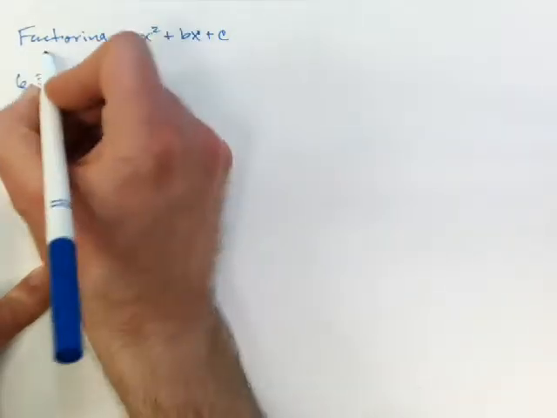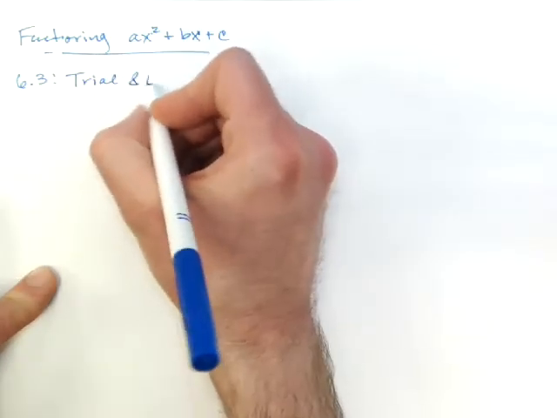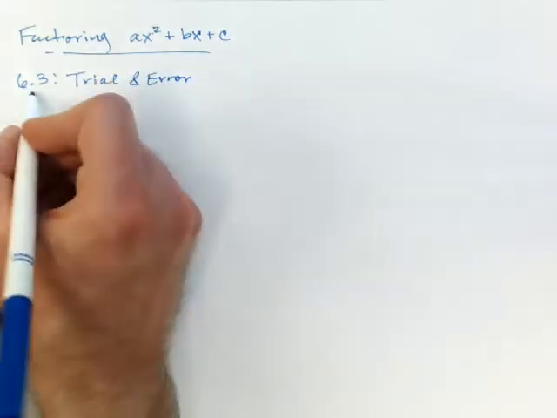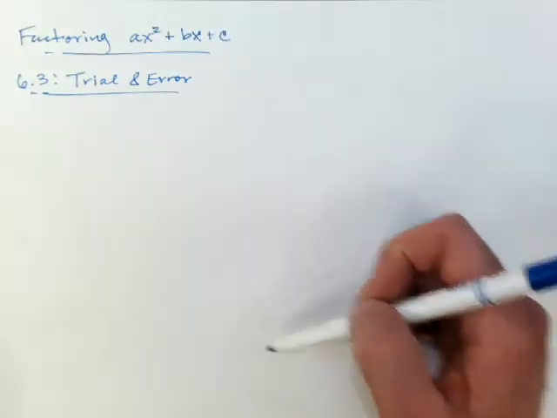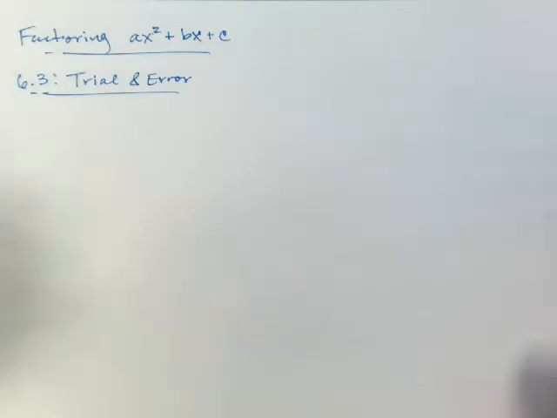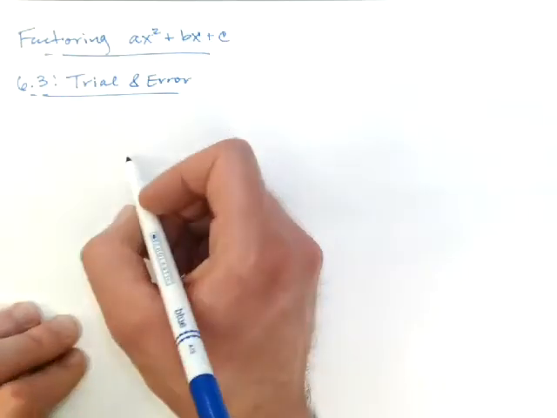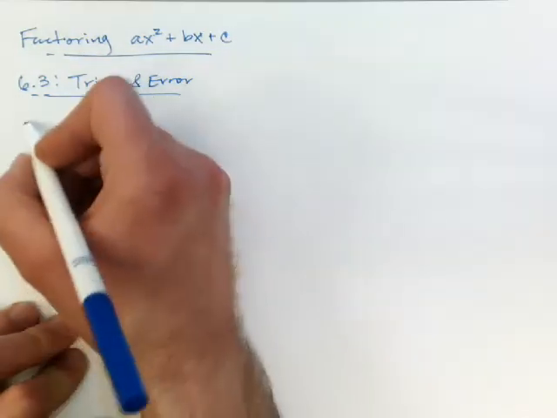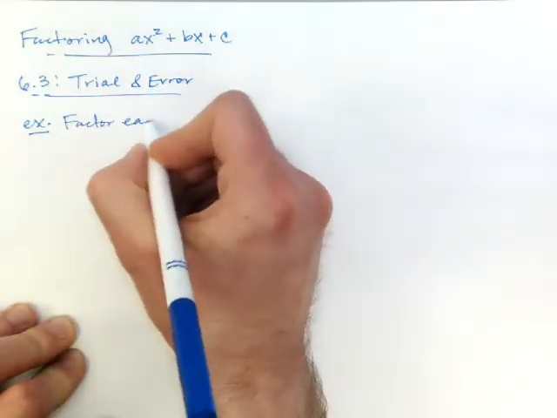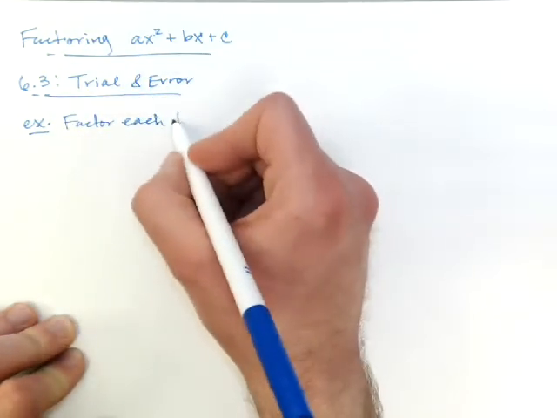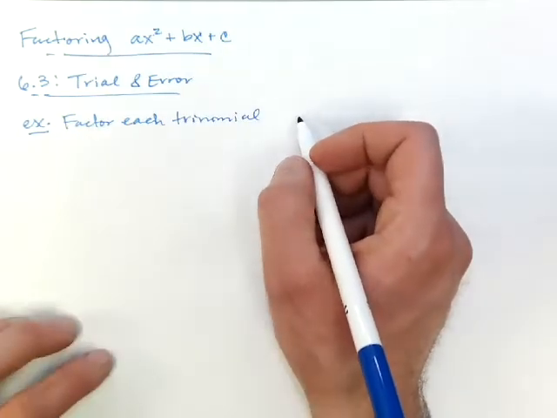Section 6.3 does this by trial and error. So we look at the factors of C, we look at the factors of A, and then we just test out all the combinations that'll give us the right middle term. All right, I'm just going to proceed by doing a few examples because there's not really much of a method to this beyond what we did in the last section, that is.